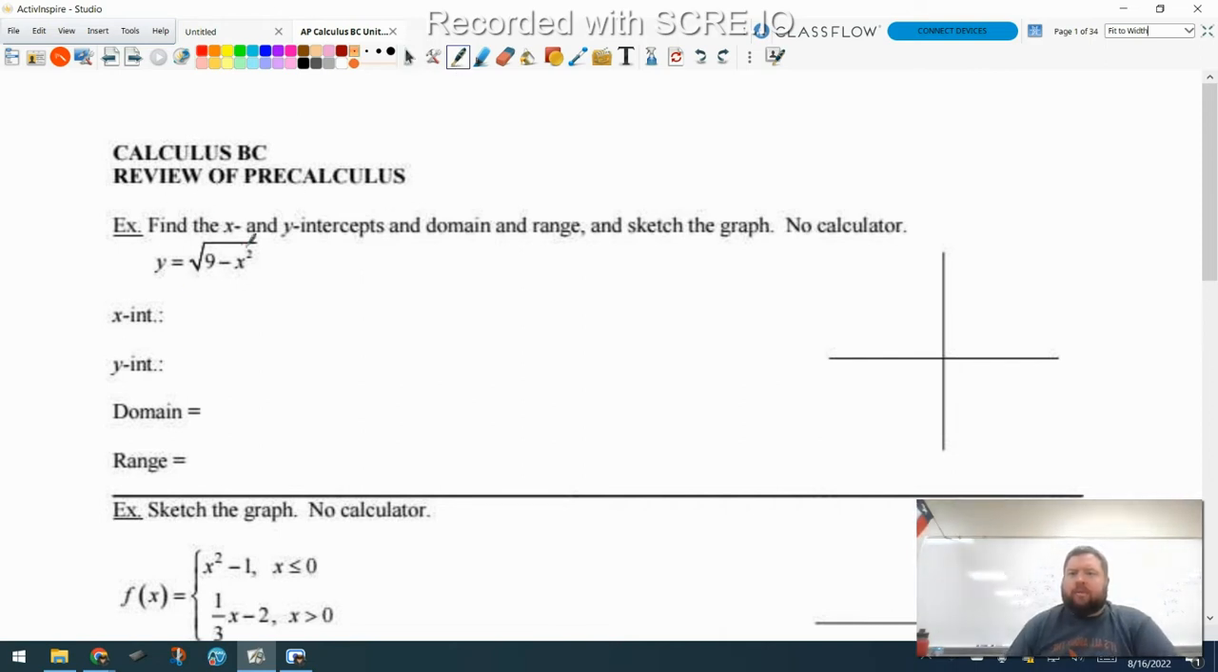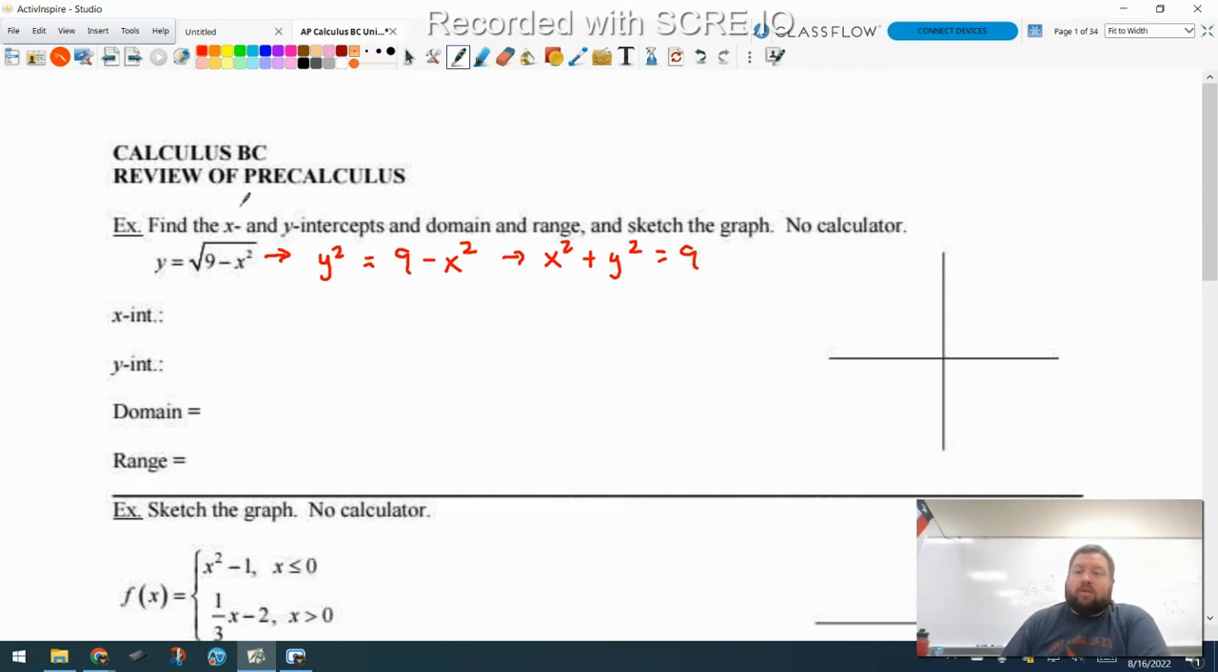First problem, you have to find the x and y intercepts, domain and range of this function. You should recognize this function. It might be a little easier if you square both sides. So you get y squared is equal to 9 minus x squared, and then add the x squared over. X squared plus y squared is equal to 9. That's a circle. This circle is centered at 0, 0, and has a radius of 3, because this is the radius squared.